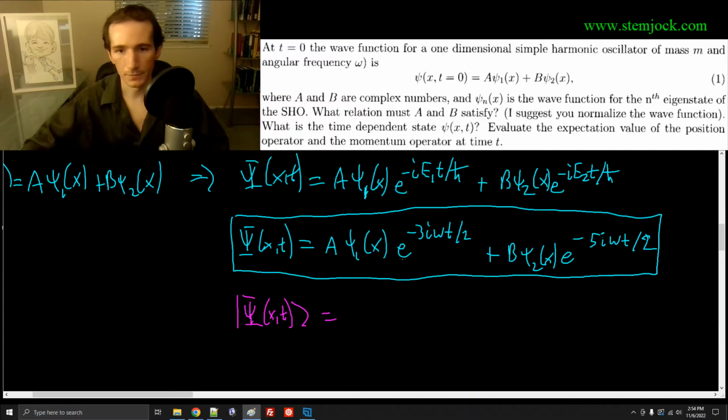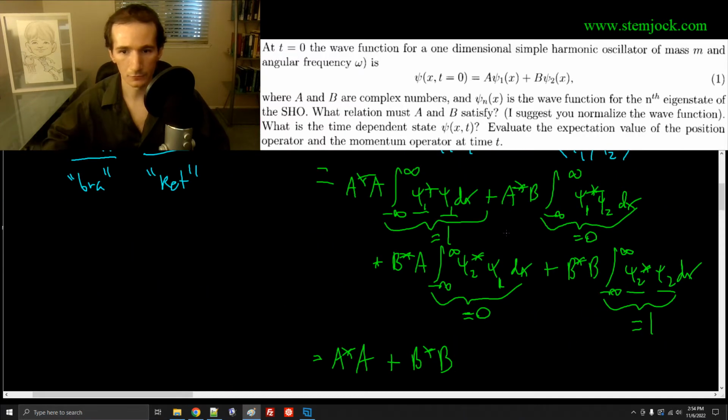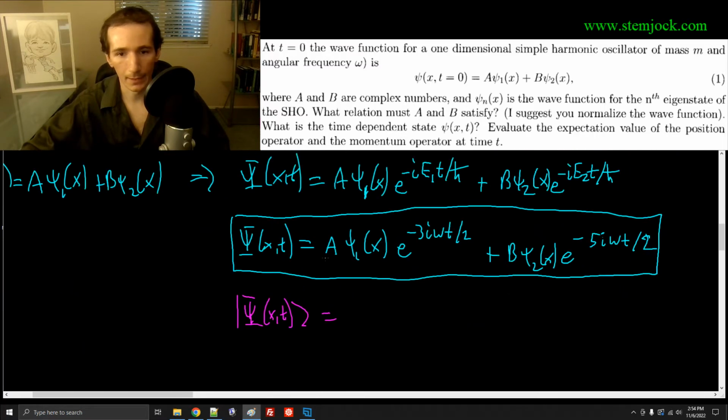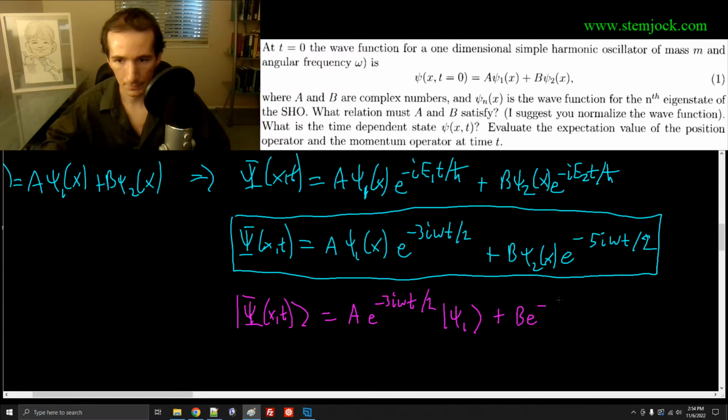Now, these integrals are in dx, so a and any function of time is considered to be a constant. So this would be a e^(-3iωt/2) times the ket psi_1, and similarly plus b e^(-5iωt/2) ket psi_2.